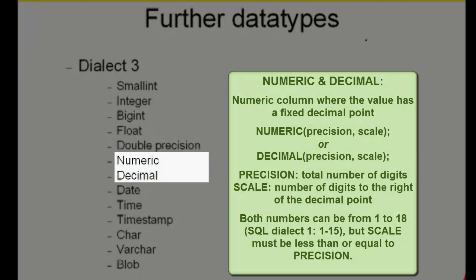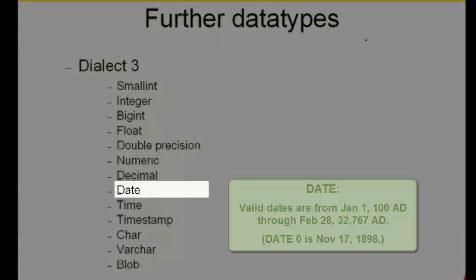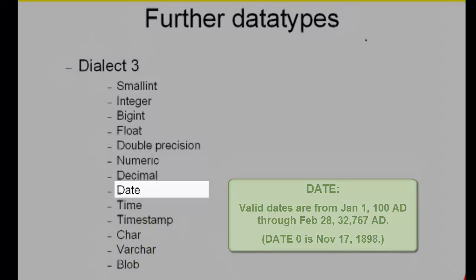Numeric and decimal are defined by the total length. For example, numeric 18 is a whole number value with a maximum of 18 digits. Numeric 18,2 means there are 18 digits altogether, 2 of these are decimal places. This is ideal for commercial applications, as you would get your cake sales total of $99.99 and not $100. The date field uses 4 bytes. Valid dates are from January the 1st, 100 AD, through February 28th, 32,767 AD. For arithmetic purposes, day 0 is November the 17th, 1898.